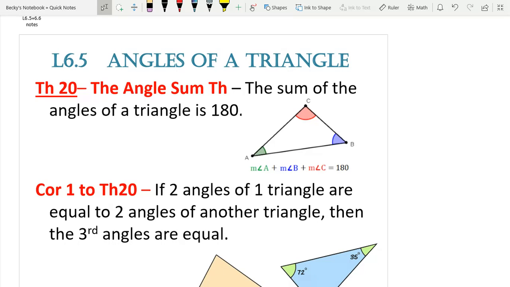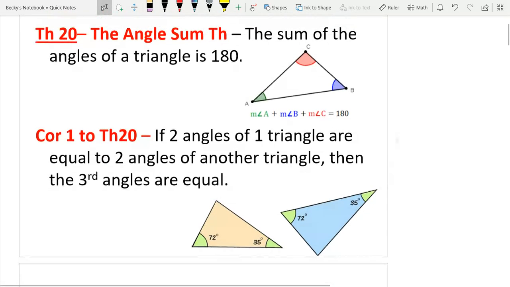So really there's three ways to reference this idea that the three angles inside of a triangle equal 180 degrees. I typically call it theorem 20 because it's just easier to write that than to write out the triangle angle sum theorem or the angle sum theorem. But I think we all understand at this point that all three angles of a triangle equal 180 degrees.